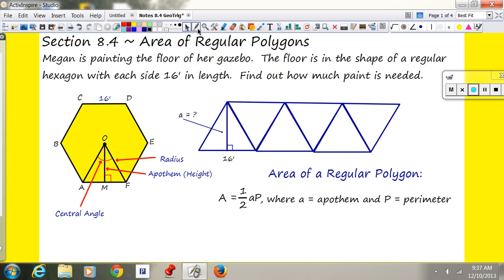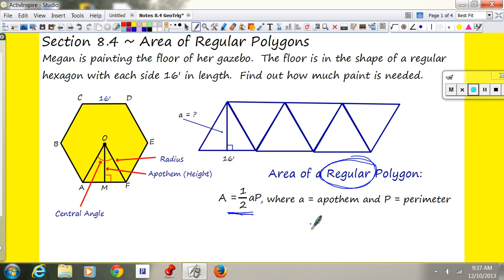The key word here is regular polygons. These only work for regular polygons. It doesn't work for just a pentagon that's got weird shapes, weird sizes. It only works for a regular pentagon, which would have all 5 sides and all 5 angles the same. It only works for a regular hexagon where all 6 sides and all 6 angles are the same. So it's this formula, and it's very easy to find. You need your apothem and you need your perimeter. Once you've got these two, apothem and perimeter, you can find your area.